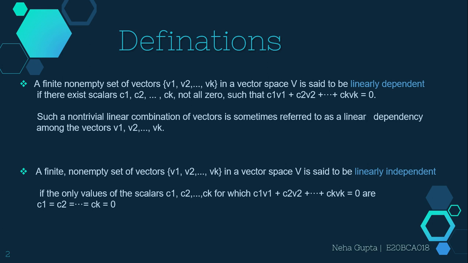Now let's talk about linear independence. A finite non-empty set of vectors in a vector space V is said to be linearly independent if the only values of the scalars c1, c2 and so on for which the combination is 0 are those where all the scalars are 0, like c1 equal to c2 equal to 0 and so on. Then only does linear independence exist. And in this case it is a trivial linear combination of vectors.